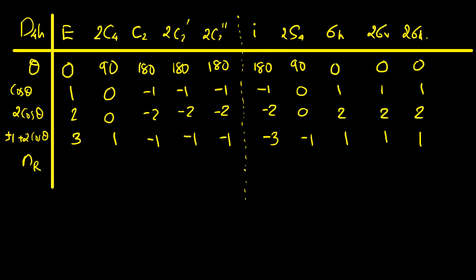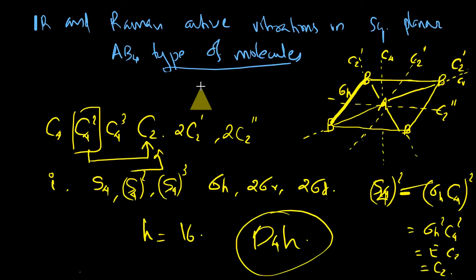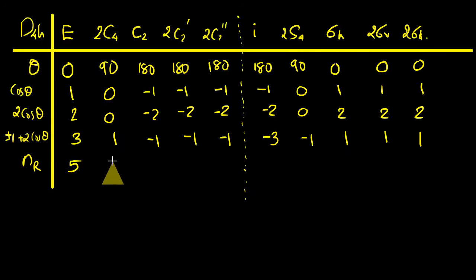So we know that during the E operation, none of the atoms are changing their position. Therefore, NR in this case is 5, because the total number of atoms is equal to 5 in AB4. And in the case of C4 rotation, the rotation is about this axis, and that axis is passing through A. So only one atom is lying in the symmetry element. Therefore, that atom will retain its position. All other atoms will change their positions. Therefore, NR in the case of C4 is equal to 1.